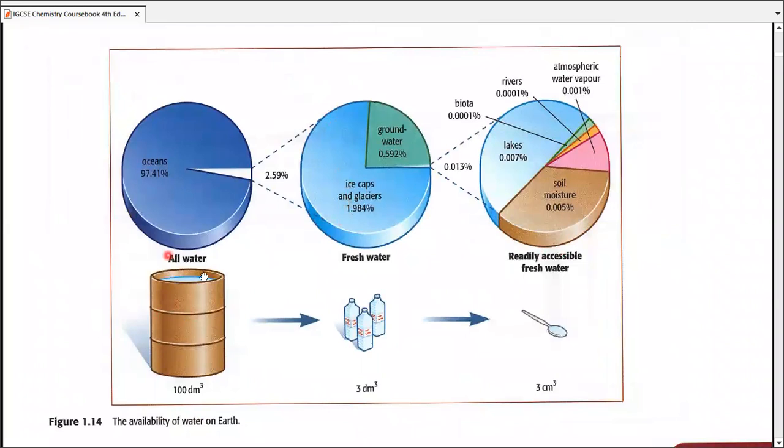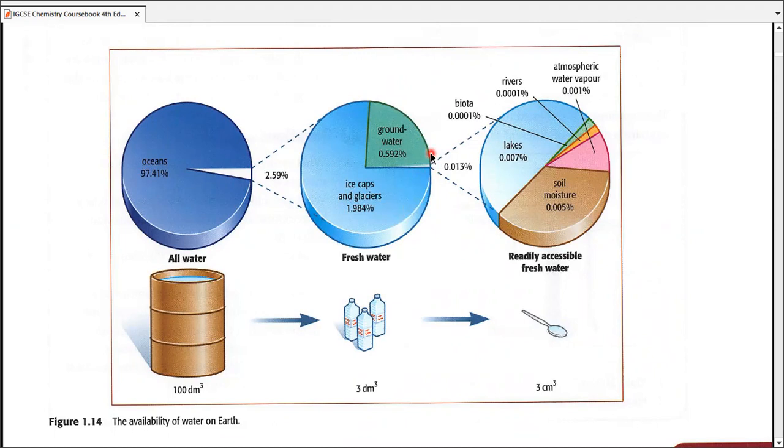If 100% of the water present on the planet, 97.5% roughly are oceans, salty water. We cannot use it for any of our daily water purposes. Okay? The rest of 2.5% is fresh water, but out of that, roughly 2% is ice caps and glaciers. Again, that can't be used. What are we left with?